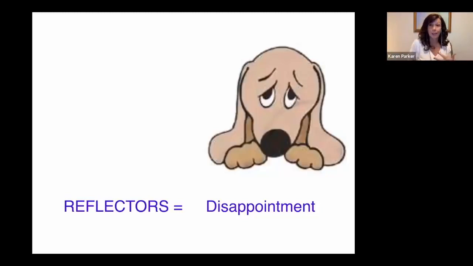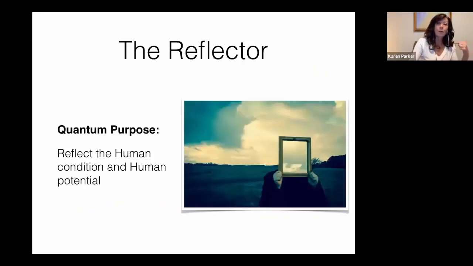You have to be in your place as the reflector of your people, which means you've got to find that place that feels good and right to you. And that's not just feeling level. You also have to look and watch and make sure that people don't just feel great, that they're actually living true to their greatness. Because if they're fulfilling their greatness, then you can live and be in that environment without the disappointment theme kicking in. The quantum purpose of the reflector is to reflect the human condition and human potential.